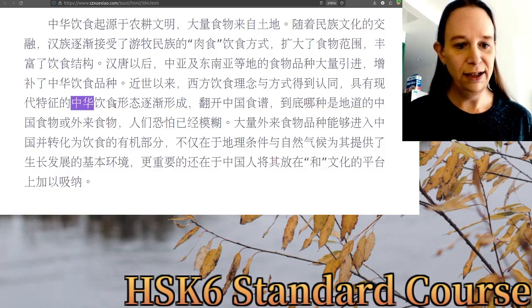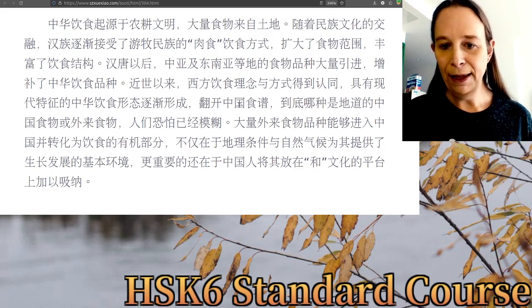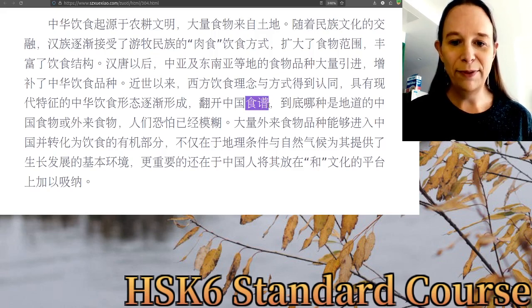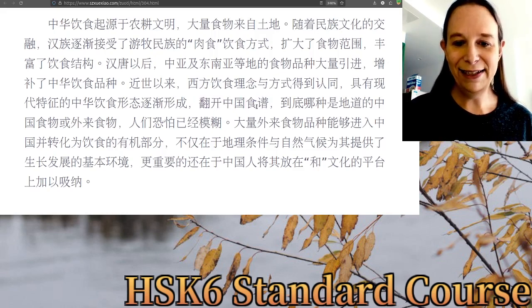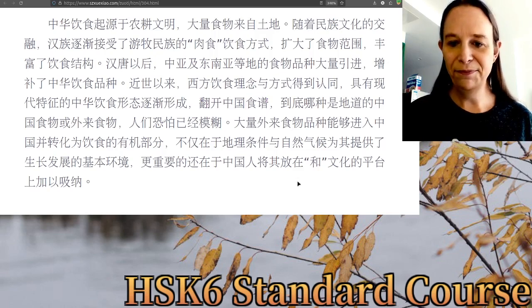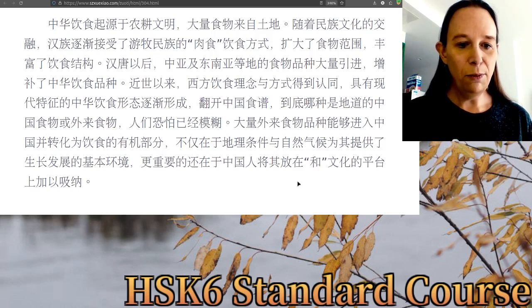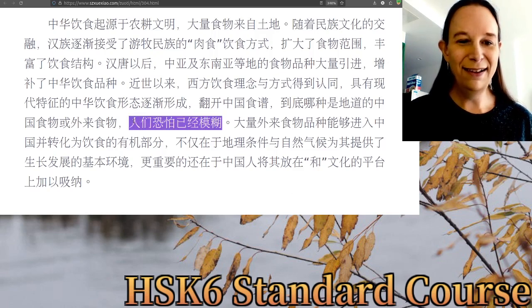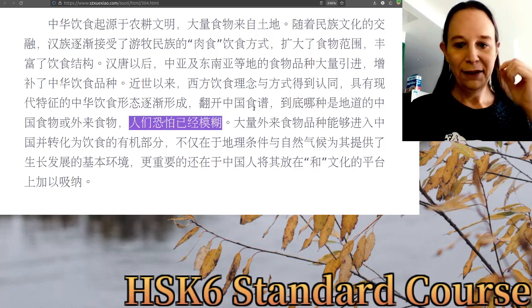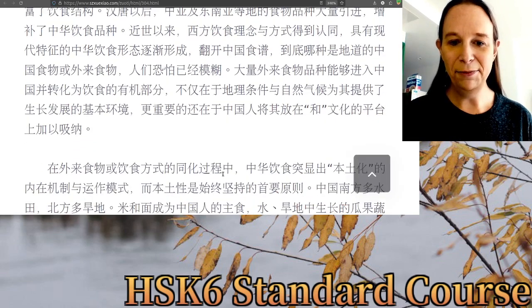中华饮食形态逐渐形成。翻开中国菜谱 recipe， 翻开 this is like maybe like opened Chinese recipes used figuratively. 到底哪种是地道的中国食物或外来食物，人们恐怕已经模糊。Yeah, so common people can't tell you which dishes are authentic Chinese and which are from overseas. They've long since been adopted into Chinese cuisine.